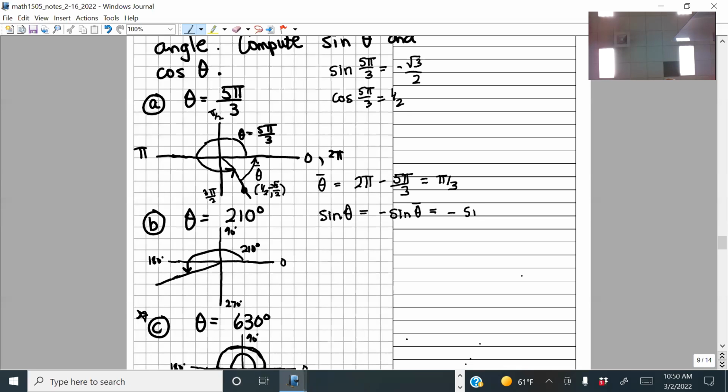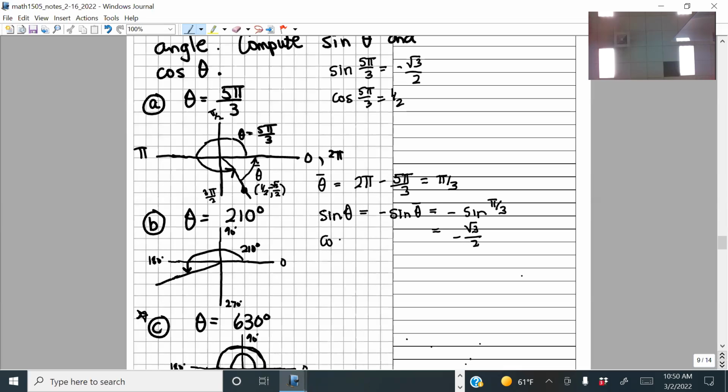What's the reference angle? We just said it was pi over 3. And have you all memorized what the sine of pi over 3 is? Hope so. It's square root of 3 over 2, and so it's going to be negative. So we got the answer we were expecting. We knew that the sine was minus the square root of 3 over 2. We got the same thing by using the reference angle.